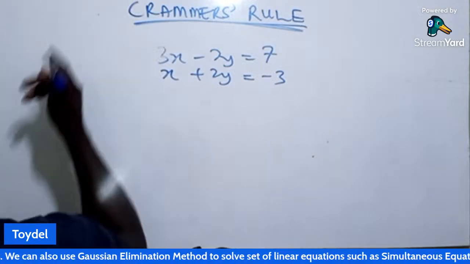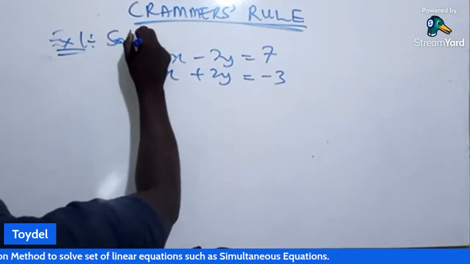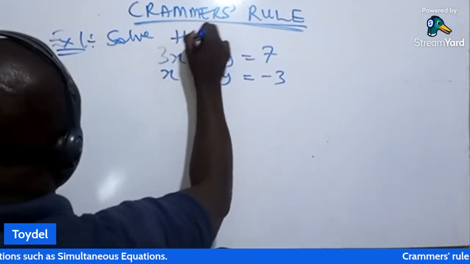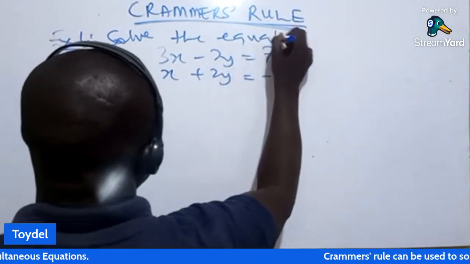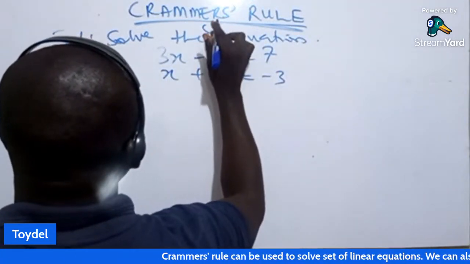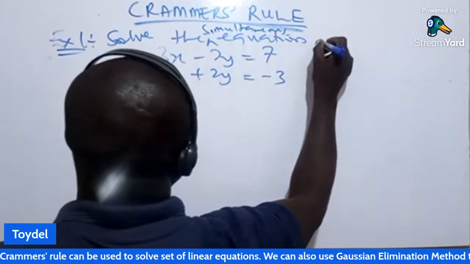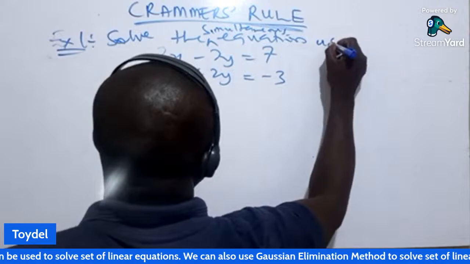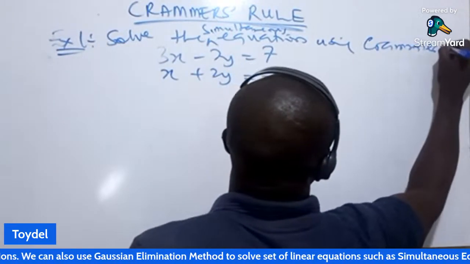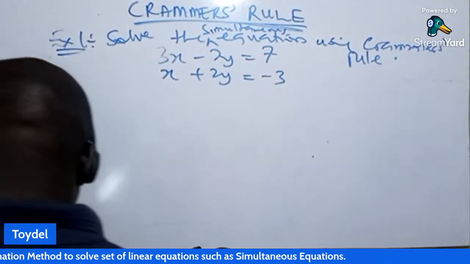So let's just take an example. Let's say this is example 1 under Cramer's rule. Example 1: solve the equation, or you can say solve the simultaneous equation using Cramer's rule. Okay, this is the equation.